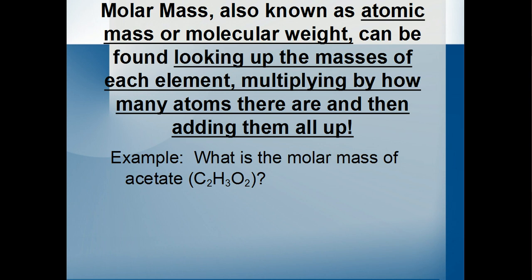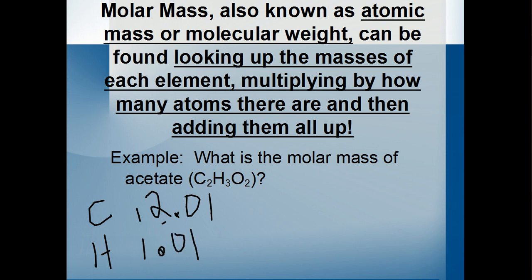C2H3O2 is acetate, something that's actually quite common in chemistry. So what we're going to do is pull up a periodic table. I'm going to look up the molar mass for carbon. Carbon is 12.01. I'm going to look up the molar mass for hydrogen. Hydrogen is 1.01. We're going to look up the molar mass of oxygen, and oxygen is 16.